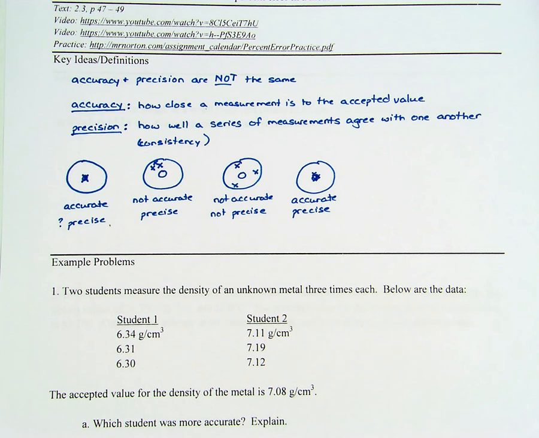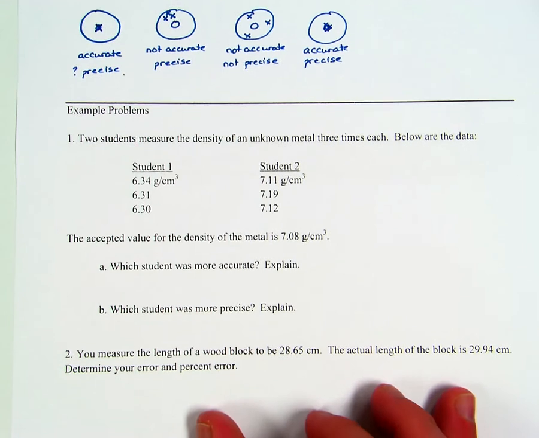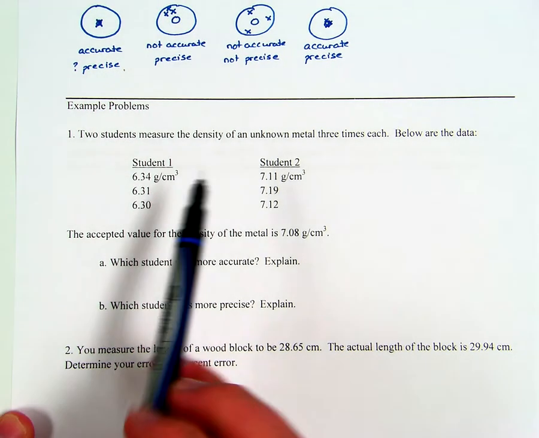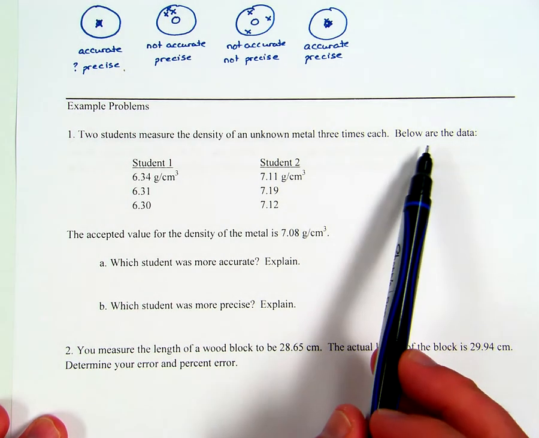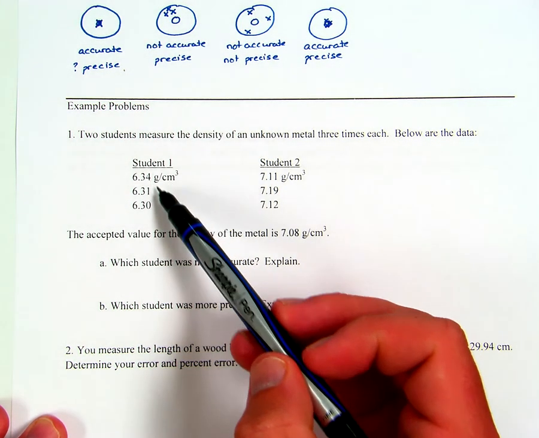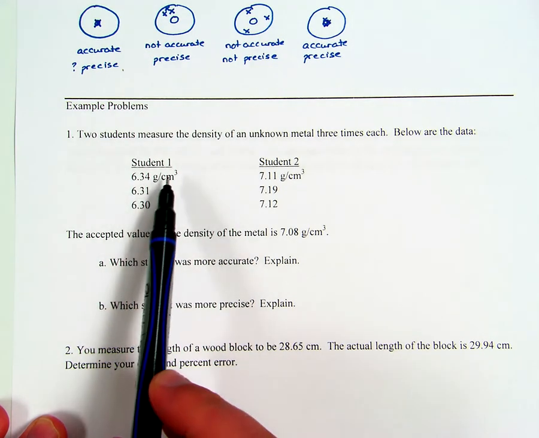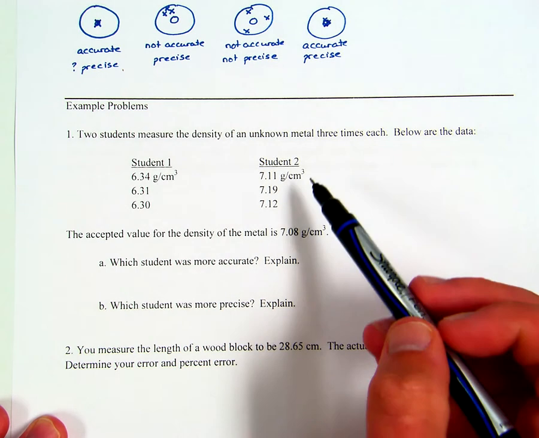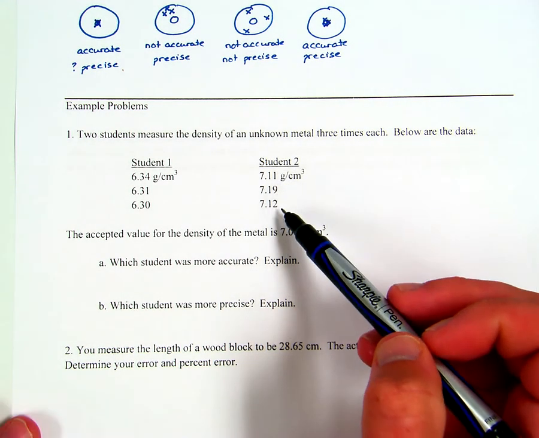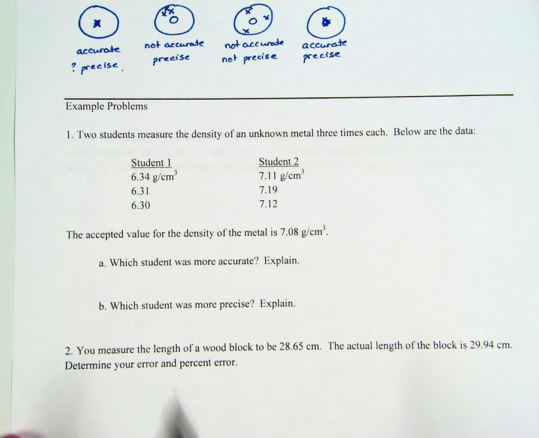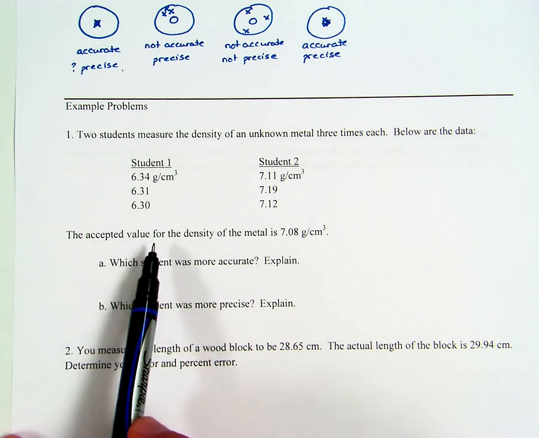Let's jump down here and take a look at the first example question, because this deals with accuracy and precision. We're told that 2 students measure the density of an unknown metal 3 times each. So they've each done 3 trials, and it gives us their data below. Student 1 gets these answers for the density: 6.34, 6.31, 6.30, all with the units gram per centimeter cubed. And student 2 gets values of 7.11, 7.19, and 7.12, also all grams per centimeter cubed. And we are told that the accepted value for the density of this metal, remember, think about accepted value as the right answer, is 7.08 grams per centimeter cubed.